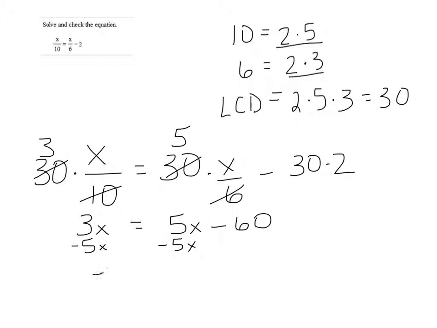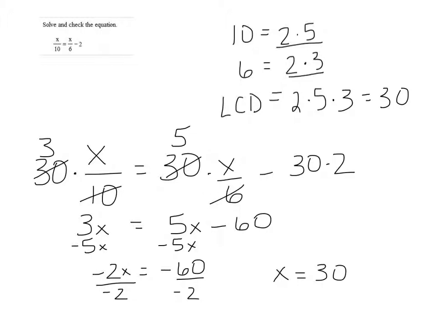So now I have negative 2x because the signs are different, and I subtract and keep the sign of the one that is larger. And I have the minus 60 over here. So if you do that, just make sure that you keep your sign. Now we just have to divide both sides by negative 2 to get our answer. So x is going to equal 30. Negative 60 divided by negative 2 is 30.